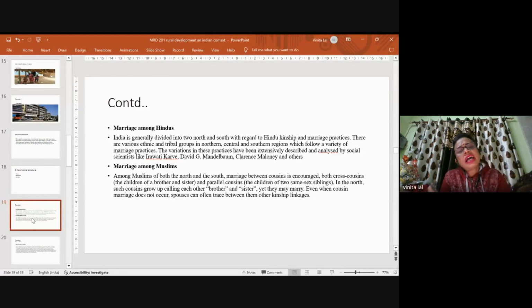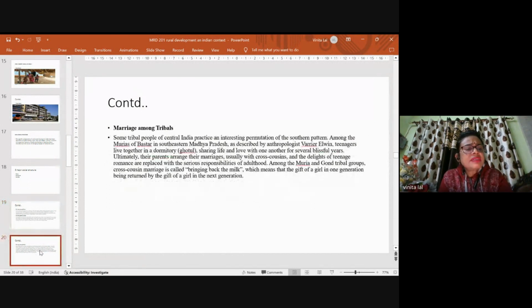So, if I talk about Iravati Karve, she was a famous sociologist. She worked on marriage, kinship, and family in India. Now, come to the marriage among tribals.